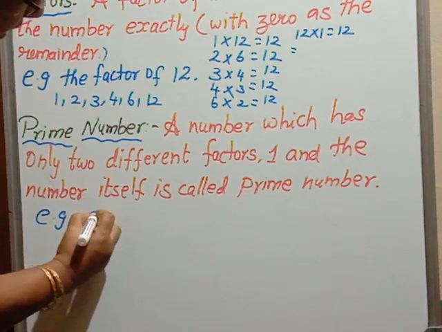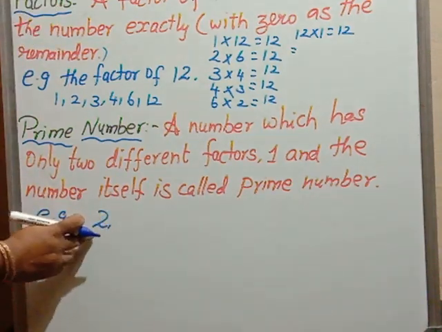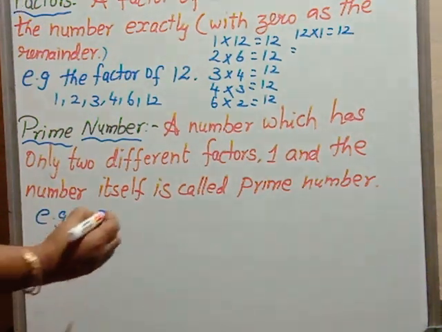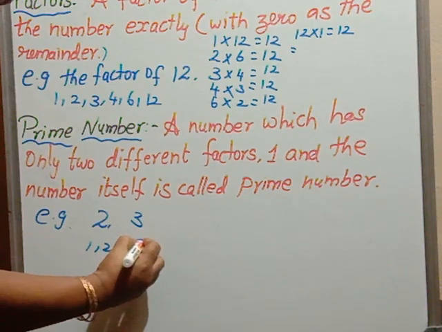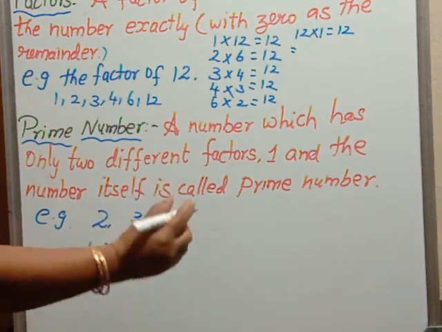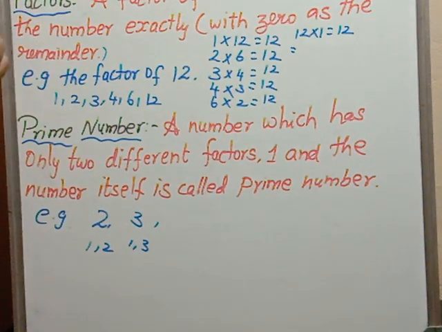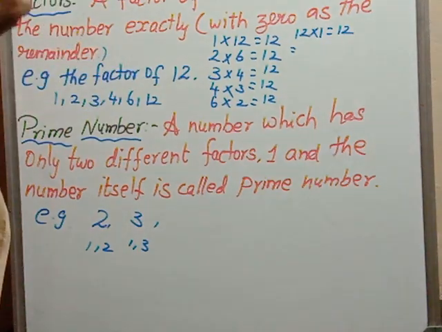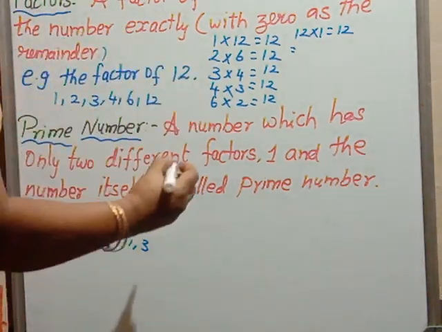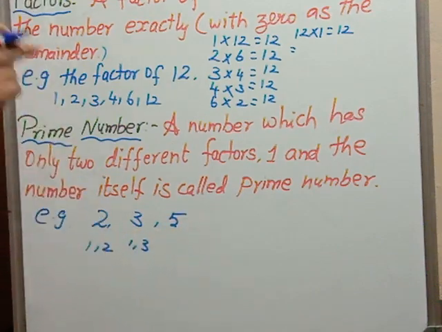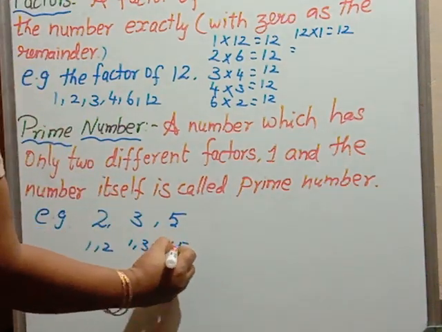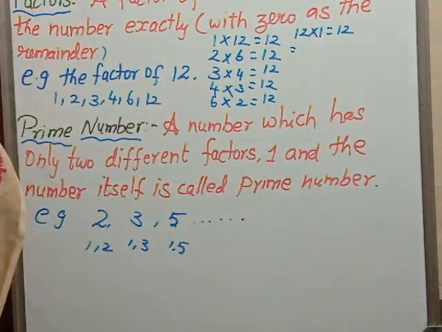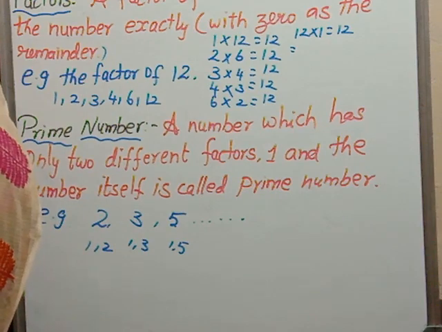Now, we will write the examples. Take 2. 2 ones are 2, 1 two is 2. So, here you will get 1 and 2 as factors. Now, 3. 1 and 3. 1 three is 3, 3 ones are 3. Can we take 4? No. Why? Because 4 ones are 4, 2 twos are 4, 1 four is 4. You will get more than 2 factors. Now, we will take 5. 5 ones are 5, 1 five is 5. Like this, all numbers having only 1 and the number itself as factors are called prime numbers.